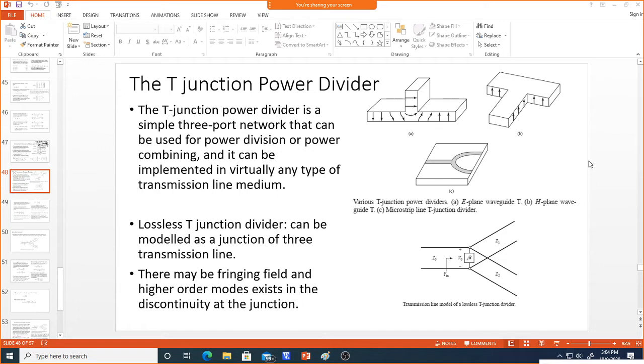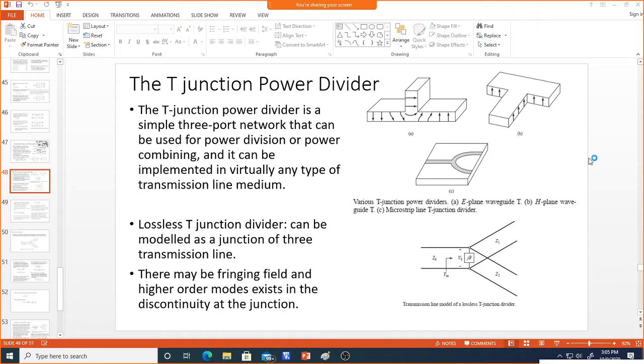Okay, so in the last class we discussed the 4-port network, how the S parameters come about, and also the important factors: coupling, directivity, isolation and so on. So today we'll discuss the T junction power divider.